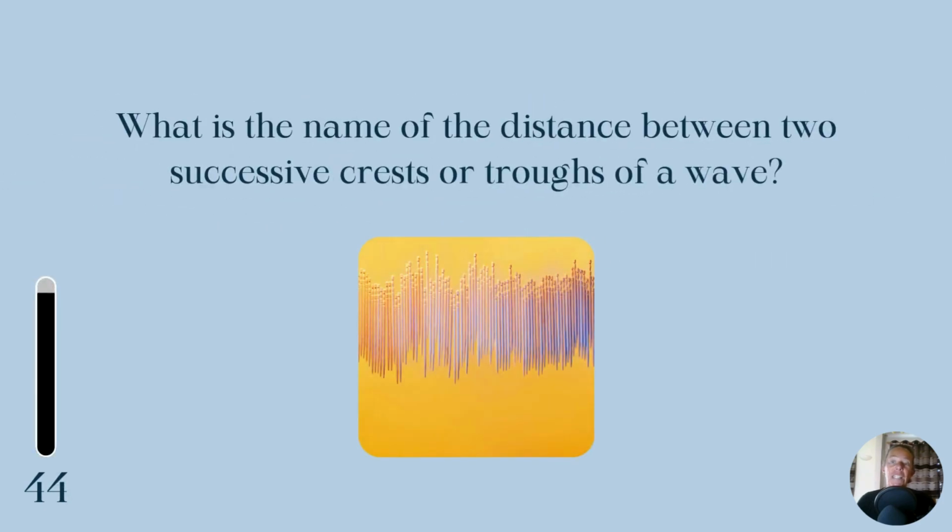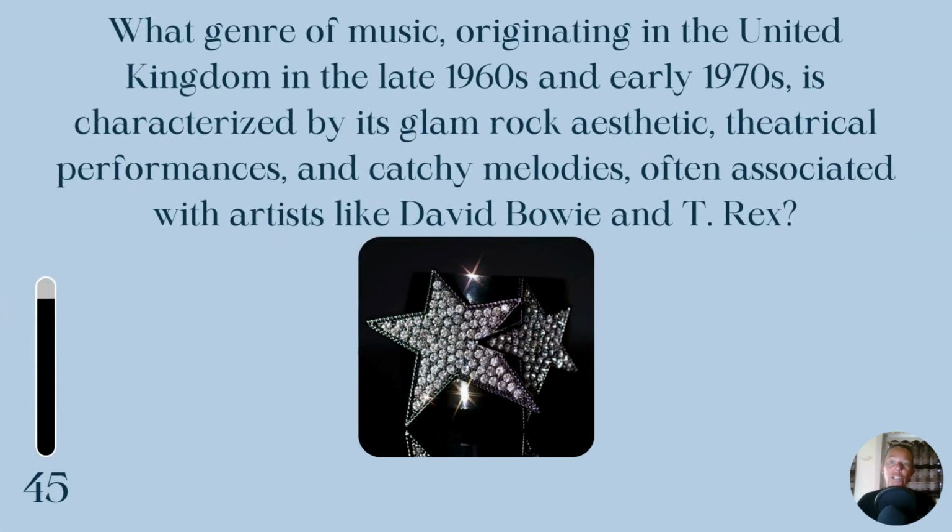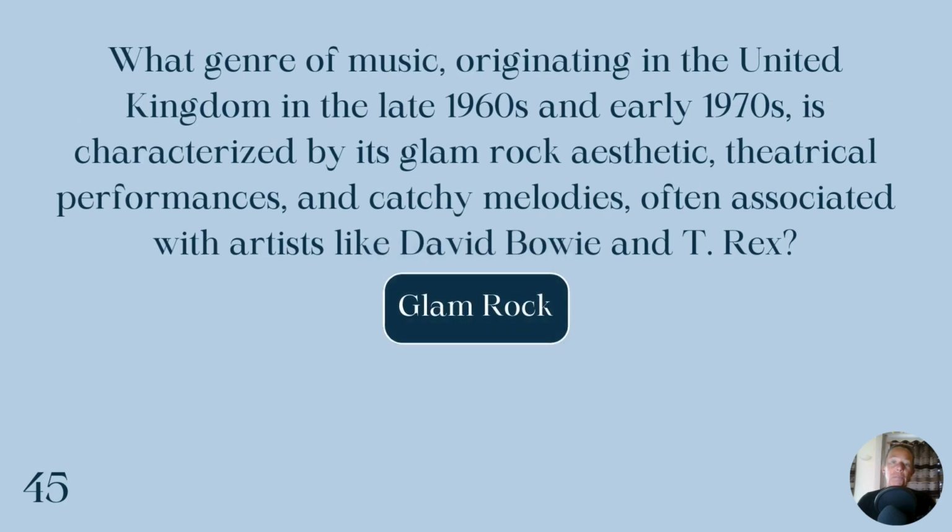What is the name of the distance between two successive crests or troughs of a wave? Wavelength. What genre of music, originating in the United Kingdom in the late 1960s and early 1970s, is characterised by its glam rock aesthetic, theatrical performances and catchy melodies, often associated with artists like David Bowie and T-Rex? Glam rock.